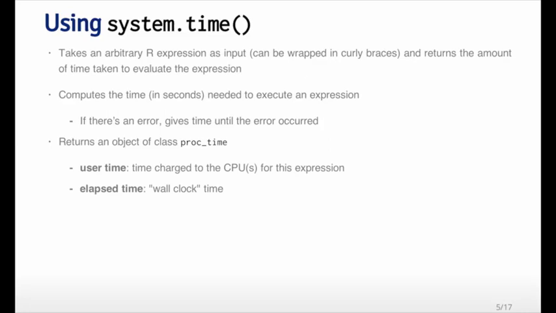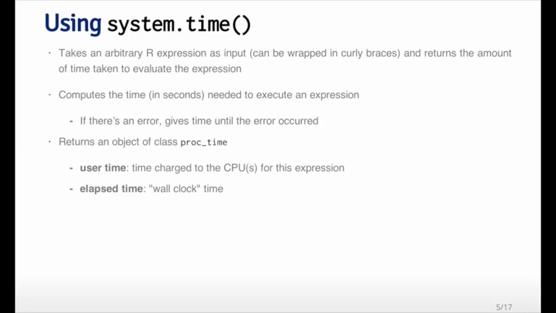So the basic idea is that you take this expression and it gives you the time in seconds that was needed to execute the expression. If there's an error in the code while the expression is being evaluated, then you'll get the time until the error occurred. Now, there are two very important notions of time when you're executing an expression on the computer. The first is called the user time, and this is the amount of time that's charged to the CPU or CPUs for running this expression. So this is the kind of time that the computer experiences.